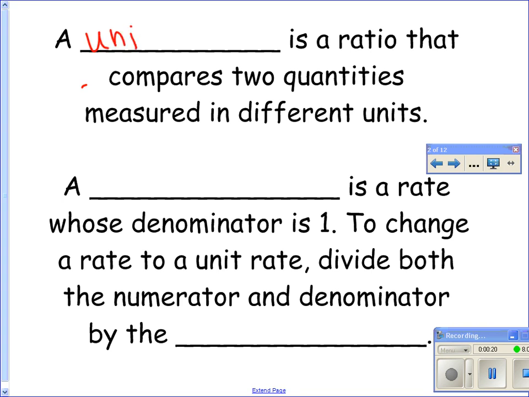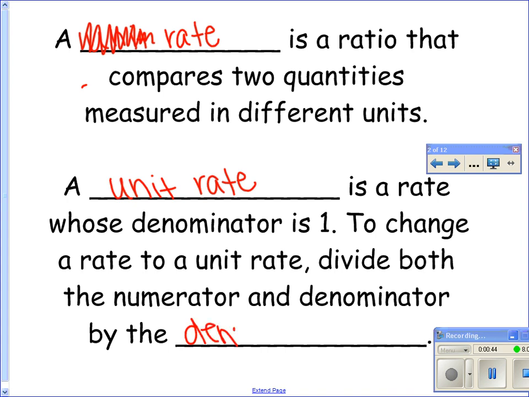A rate is a ratio that compares two quantities measured in different units. A unit rate is a rate whose denominator is equal to 1. To change a rate to a unit rate, you divide both the numerator and the denominator by the denominator. Okay? The key operation for today is divide.